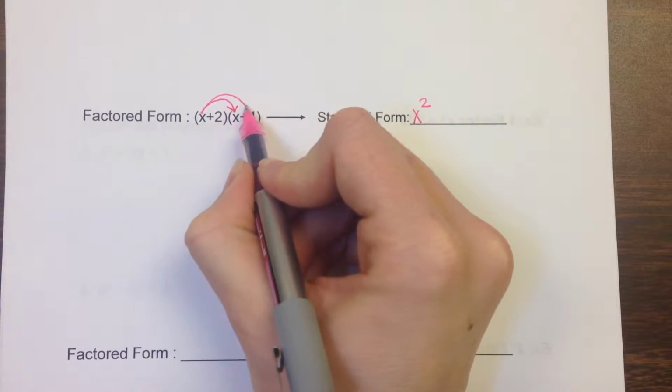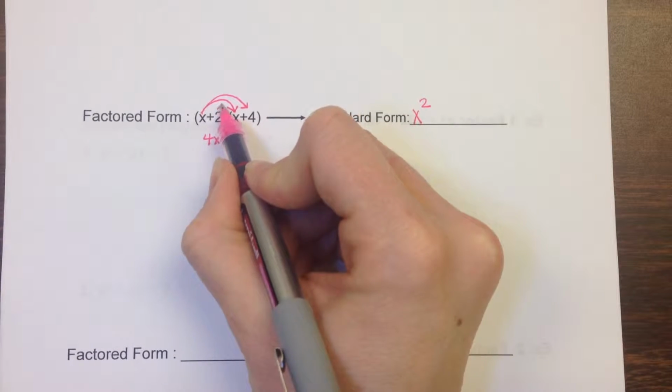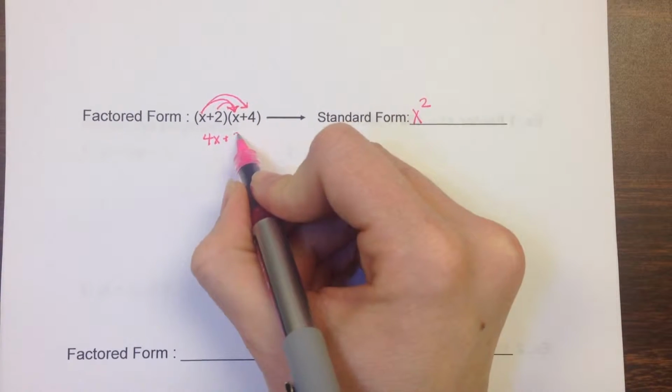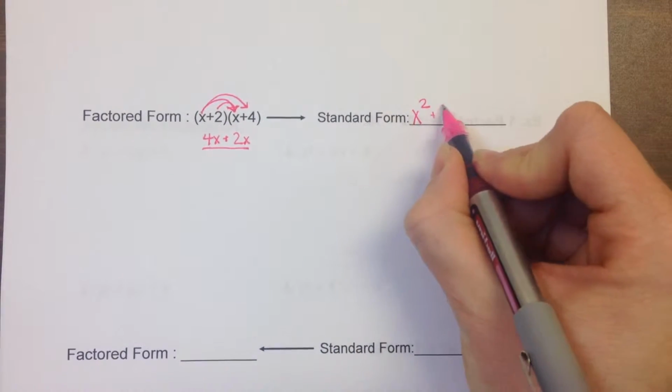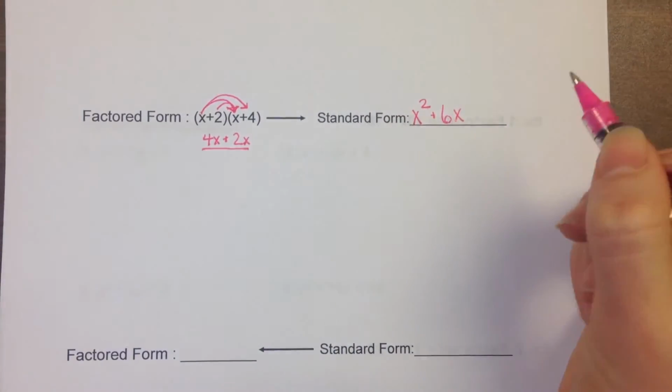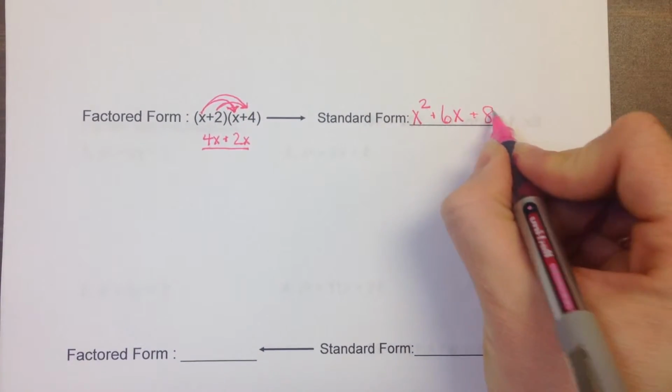And we have x times 4, which gives us 4x. And 2 times x, which gives us 2x. So we have 4x and 2x, which gives us 6x. Then we have 2 times 4, which gives us 8.